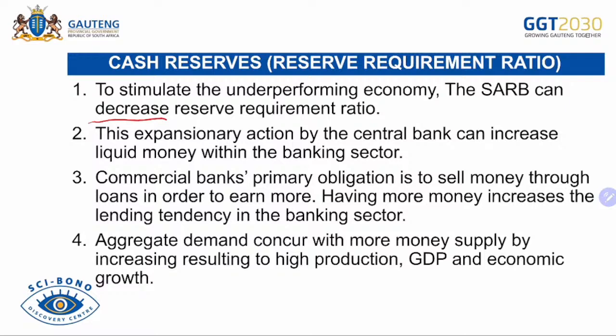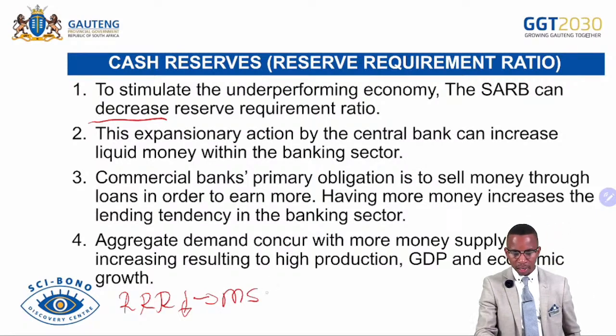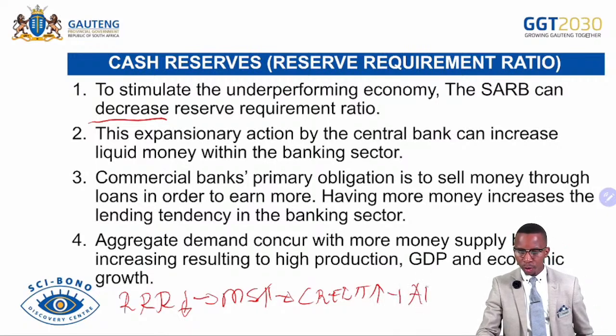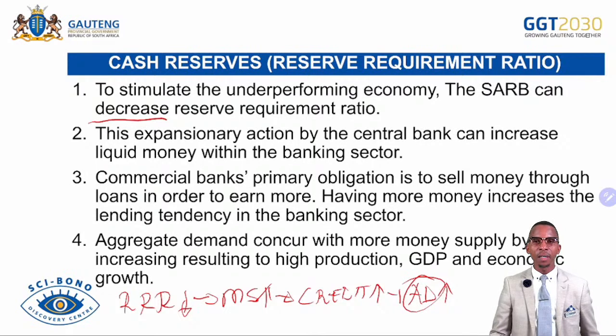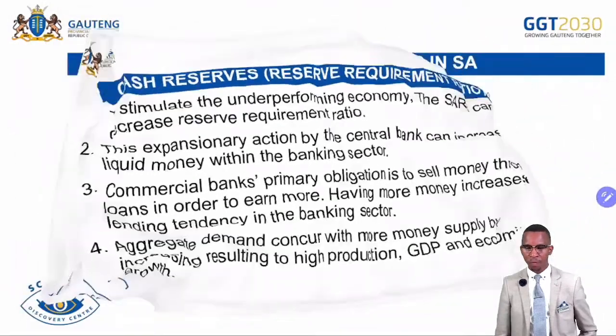If the cash reserves, which I will call the reserve requirement ratio, have been reduced to stimulate the underperforming economy, what will happen? There will be more money supply. Money will be available in the banking sector. As a result, loans will be given out, so credit will be available. And then, in that case, the aggregate demand will increase in the economy. We know that if this factor increases, it pushes production to increase even further, it pushes the supply of goods and services, and also pushes the gross value added, and increases real GDP as well as economic growth. Then the economy can turn up and increase because of that effect.